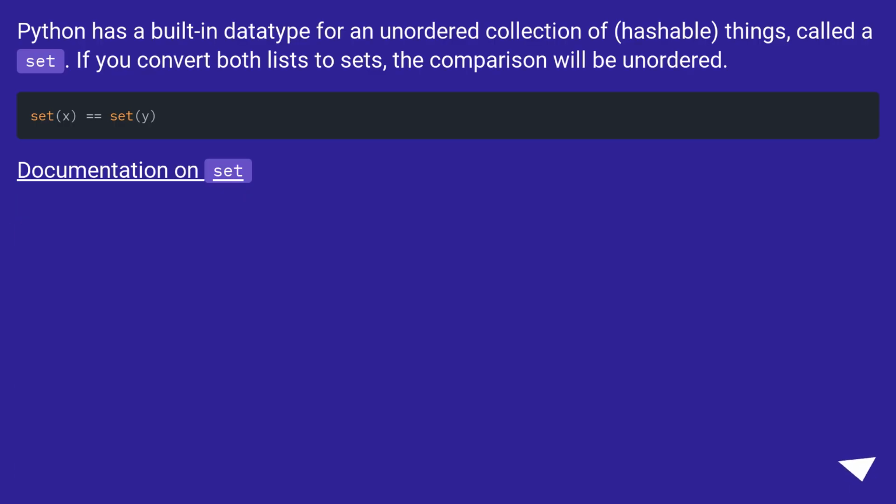Python has a built-in data type for an unordered collection of hashable things, called a set. If you convert both lists to sets, the comparison will be unordered. Documentation on set.